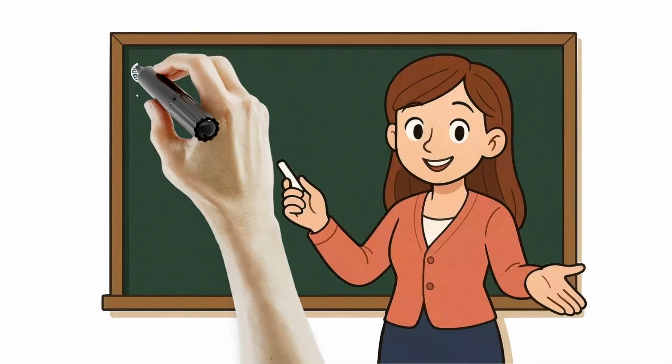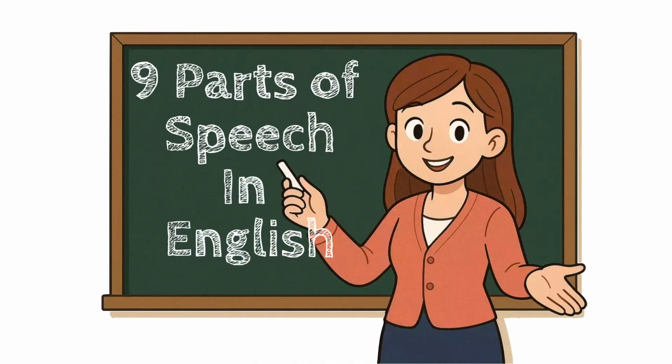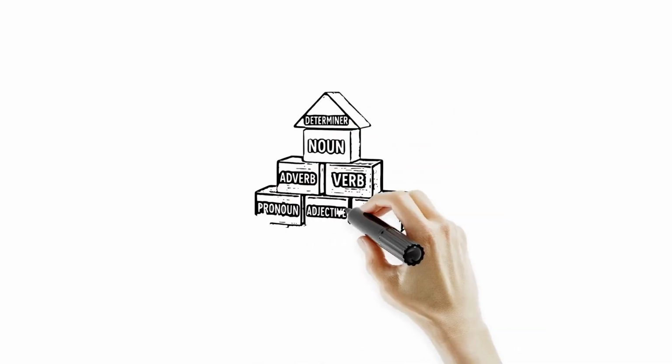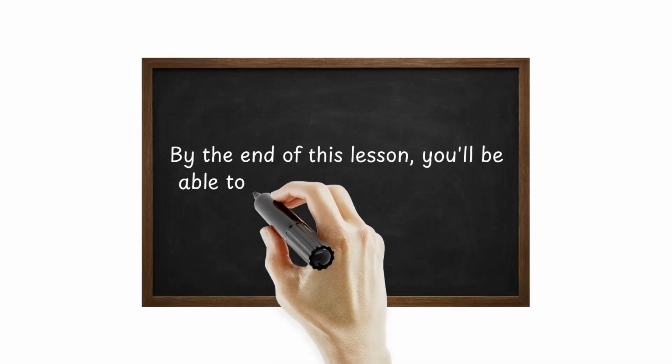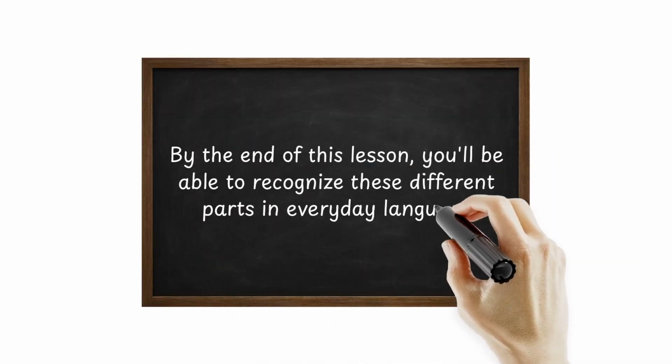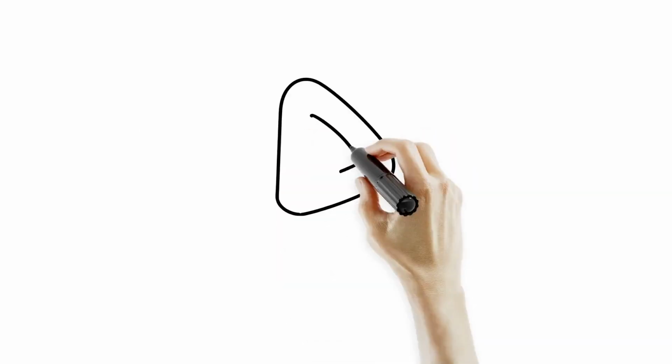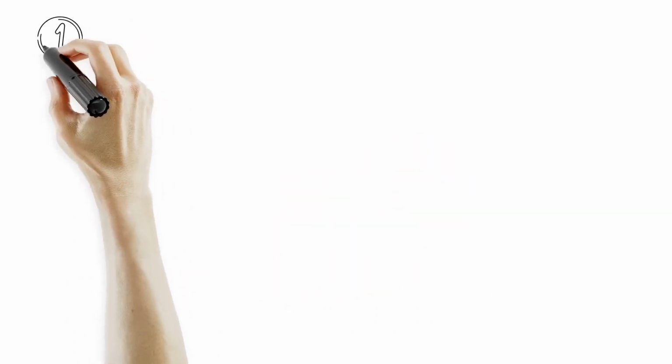Today we're going to learn about the 9 parts of speech in English. These are the basic building blocks we use to make sentences. By the end of this lesson, you'll be able to recognize these different parts in everyday language. Let's get started. First up, we have nouns.